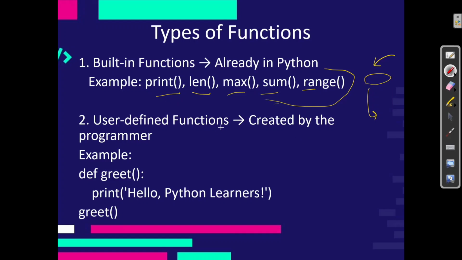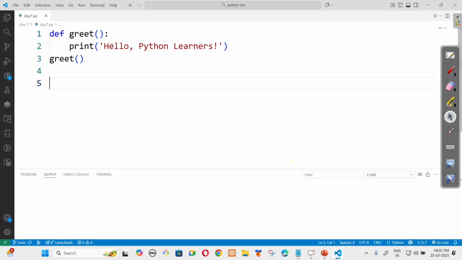Now user-defined functions means the functions which we create for our help, which we develop for our program, created by programmers, which can help us in our program. Okay, user-defined function: here we define a function, def greet. Whenever the greet function is called, it will print the result hello Python learners.